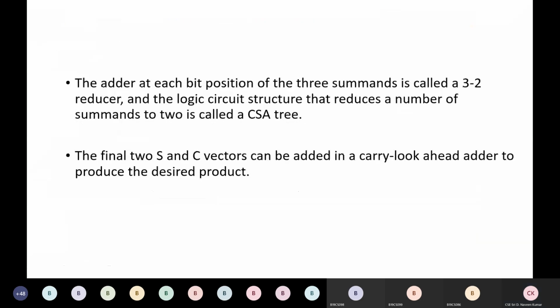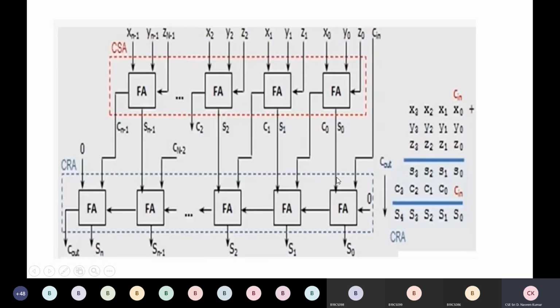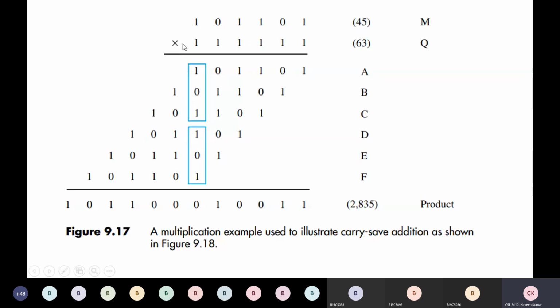Okay, let's see. I already said this is a 3 summands addition. You will see how a 6 summands addition is done. We split it into 3 summands, and we separately write their sum and their carry. So I will show you. You can see when we multiply these 2 numbers, we get 6 summands. We call this summand A, this one B, this one C, D, E, F. So we have 6 summands A, B, C, D, E, F. How quickly we can add these numbers is the question.